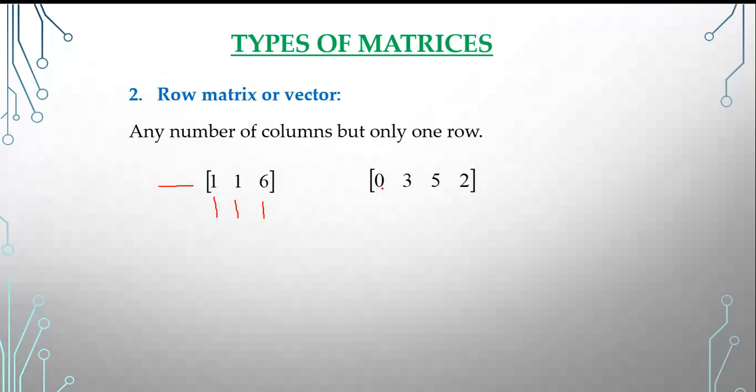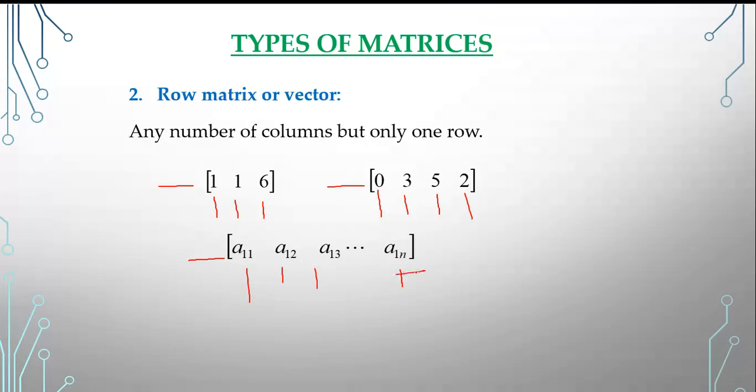Similarly, if we have this, how many columns are here? Here we have the 1, 2, 3, and 4. 4 columns are there. But how many rows? Rows is only one. Row is only one. So this is called the row matrix. Clear? Similarly, if we have the n number of columns, 1, 2, 3, n number of columns are there, but row is only one. So this type of matrix is called the row matrix. Clear?